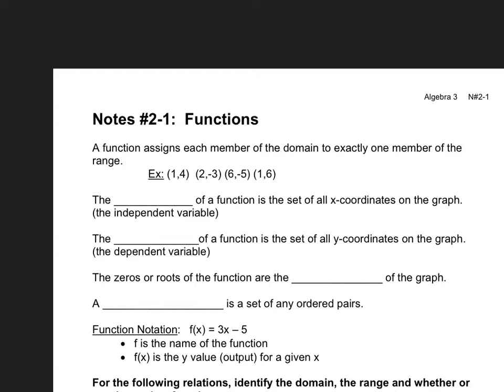All right, so we're starting chapter 2 today. We're going to talk about functions. A lot of this stuff will be reviewed today. There's a couple of things that are maybe a little bit new, but bear with me, and if you have any questions, let me know. Functions.